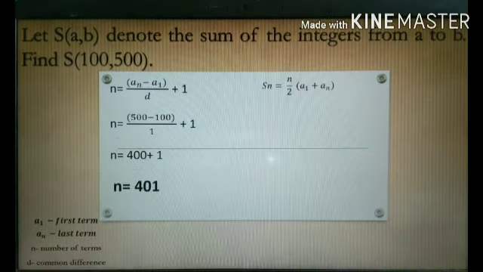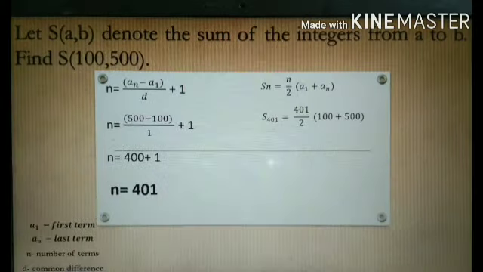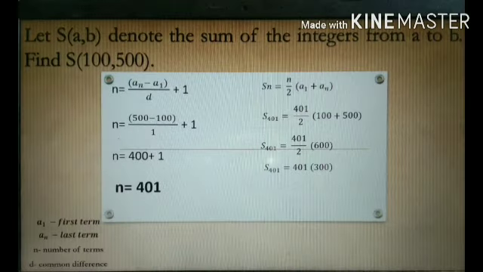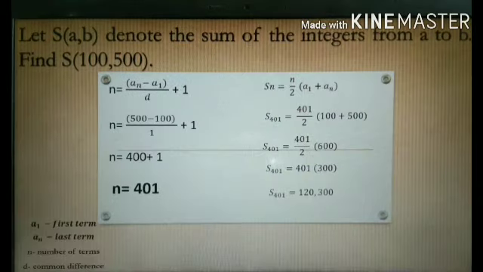To get the sum, we will use the formula S sub n is equal to n over 2 times the quantity of the first term plus the last term. By substitution, we have 401 over 2 times 100 plus 500. That will be 401 over 2 times 600. 401 over 2 times 600 is also equivalent to 401 times 300. And 401 times 300 is equal to 120,300. Meaning to say, the sum of the integers from 100 to 500 is equal to 120,300.